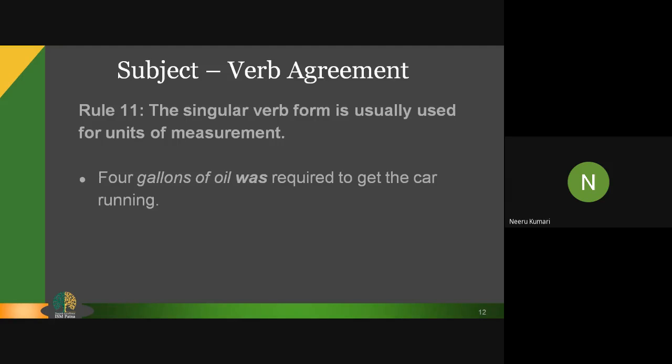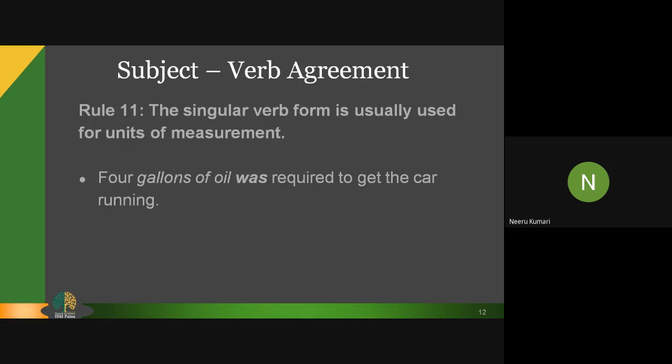You should always remember, though the numbers are mentioned here, the main subject is the information that is mentioned here. 4 gallons of what? Oil. 3 dozens of what? Banana. 10 dozens of what? Apple. Or 20 meters of what? Cloth. So based on that, you are going to include the verb. All right, dear. So Tanya, I hope I cleared your doubt.